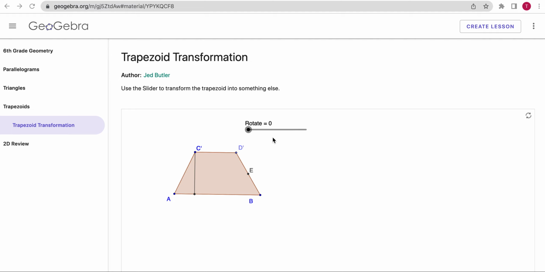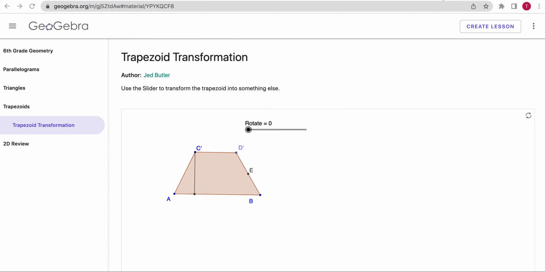So today we are going to be looking at GeoGebra, which is a mathematics manipulative website focused mostly on geometry and how it can apply to mathematics. Today we're going to be looking at an activity called trapezoid transformation, where we're going to be exploring how to find the area of a trapezoid.